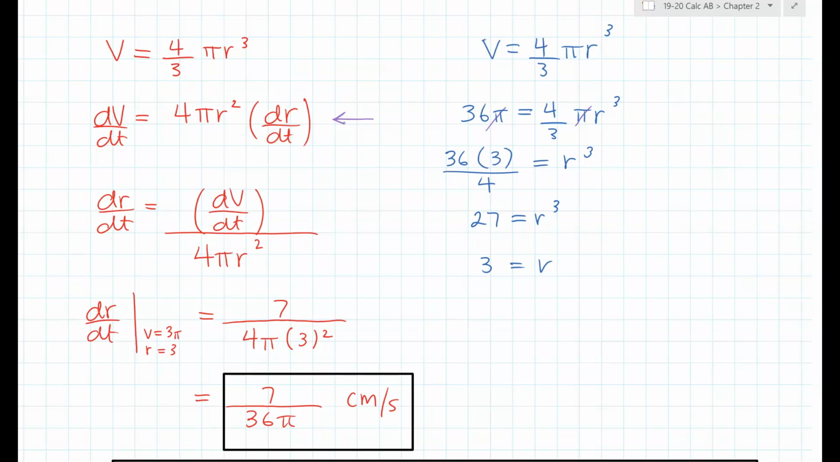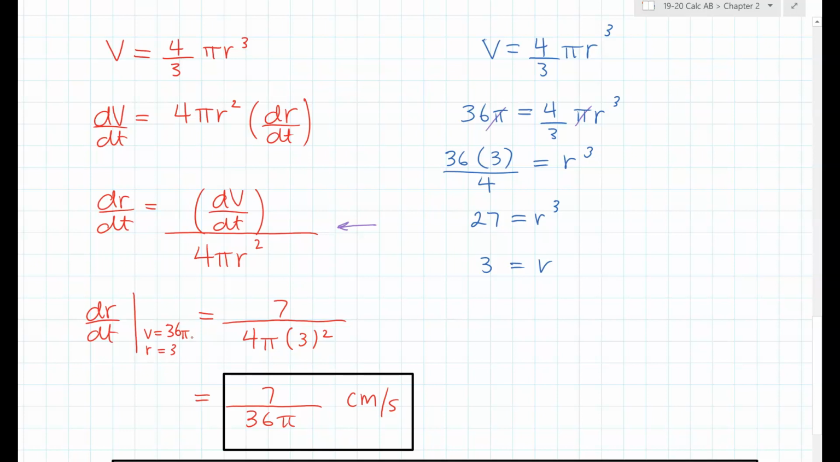Now, once you do that, your objective is to find dr/dt. So I start solving for dr/dt by dividing both sides by 4 pi r squared. That's this next step coming up right here. So I divide by 4 pi r squared. Now at that point, if I need to solve for this, I need to plug in some numbers, but they gave me volume equals 36 pi. I think I just put the wrong thing. It's 36 pi, right? So let me write that out properly. The volume is equal to 36 pi.